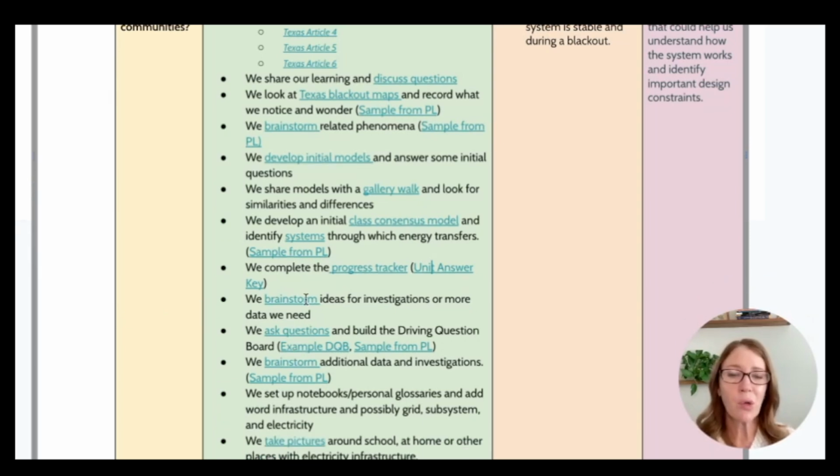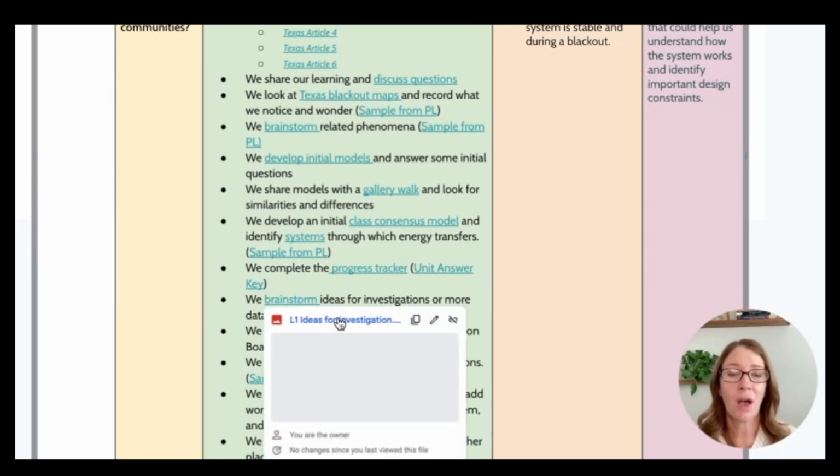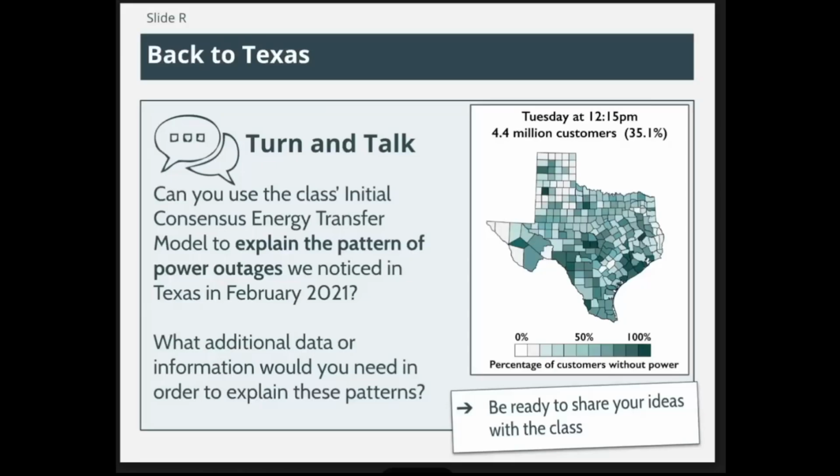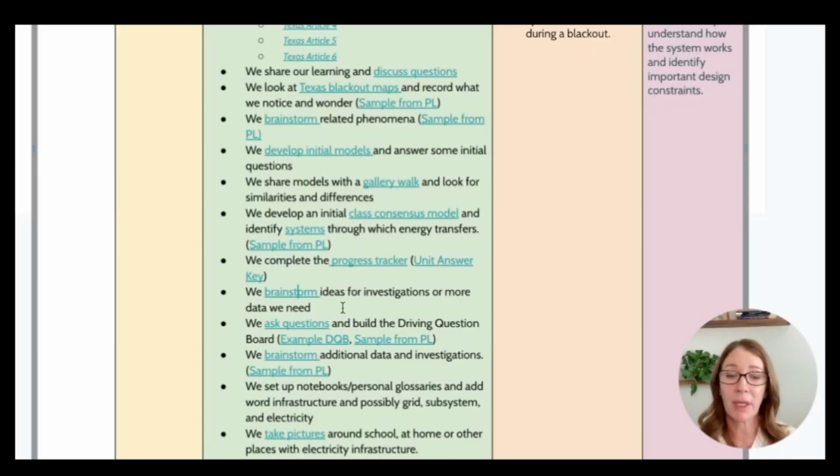We then brainstorm some ideas for investigations or more data that we might need. This is the prompting slide. We're thinking about what additional data or information we would need. You might record some here. Notice that you're going to come back and do this again after we do the driving question board.